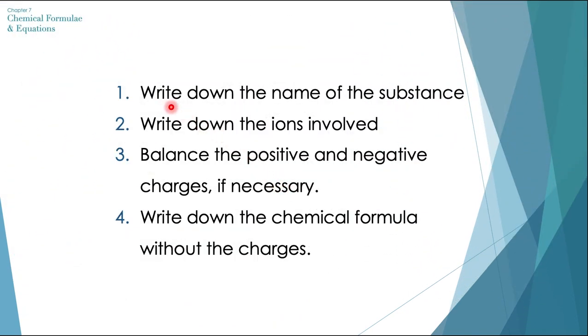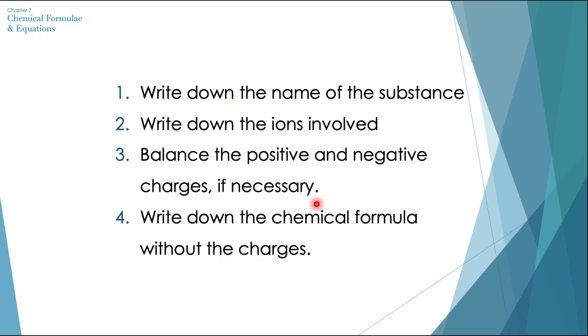1, we have to write down the name of the substance. By substances, we mean the elements, you know. If it's silver chloride, then we are going to write Ag, silver, and Cl, okay? 2, we're going to write down the ions involved. That is, we're going to give them charges. Silver has a single positive charge and chlorine has a single negative charge. Then we balance the positive and negative charges if necessary. Like in silver chloride's case, it is not necessary. We are not going to do it because they are already equal.